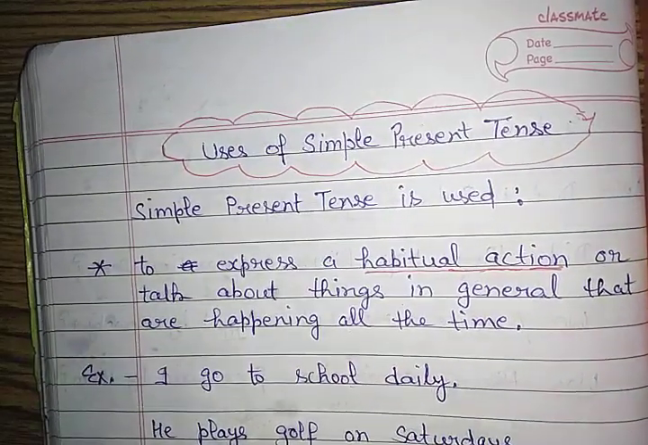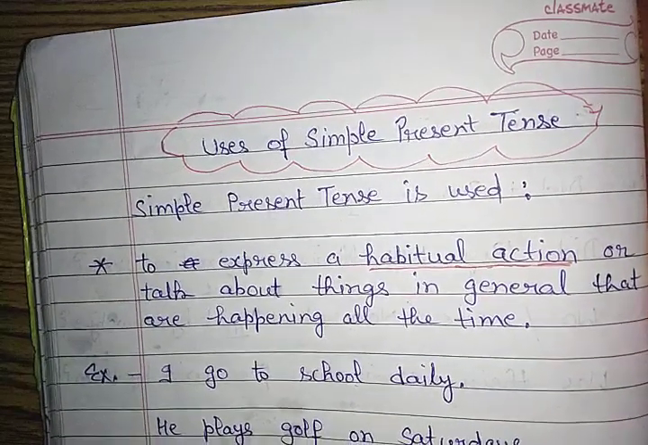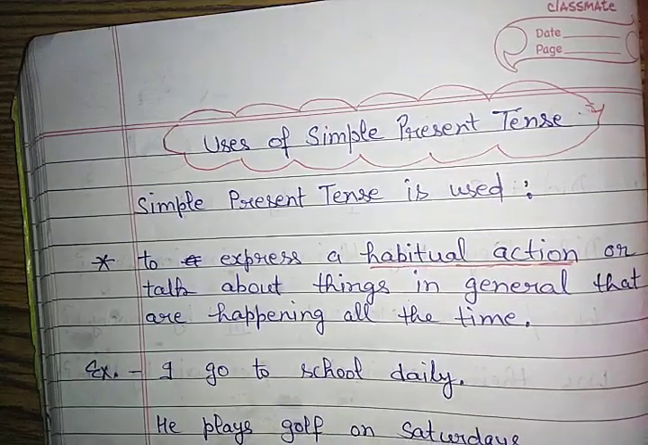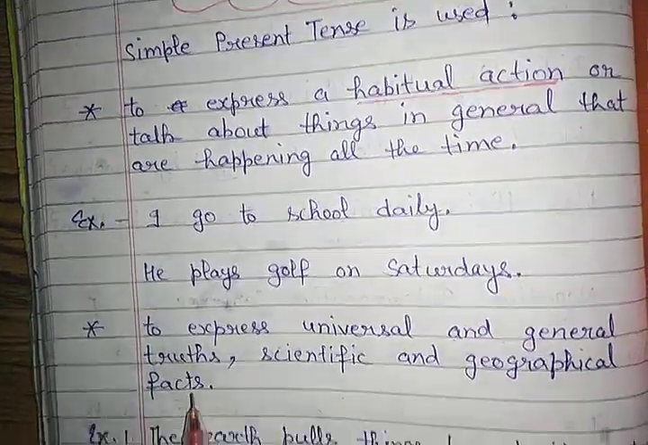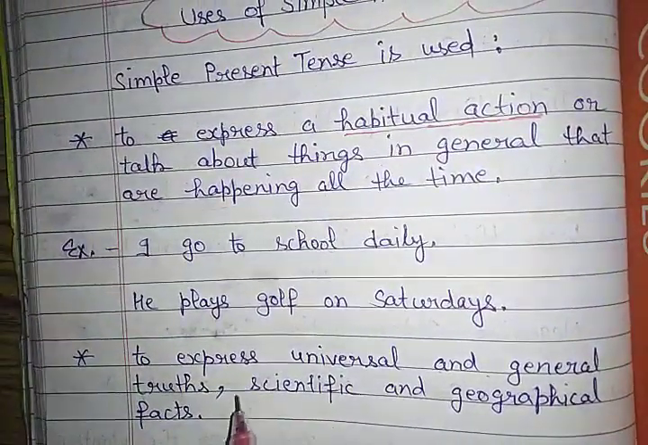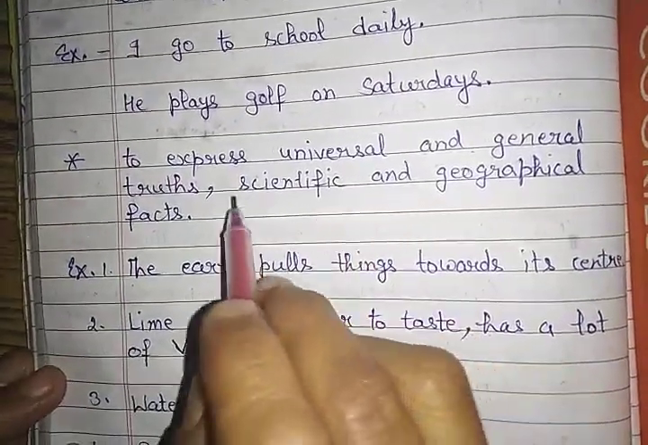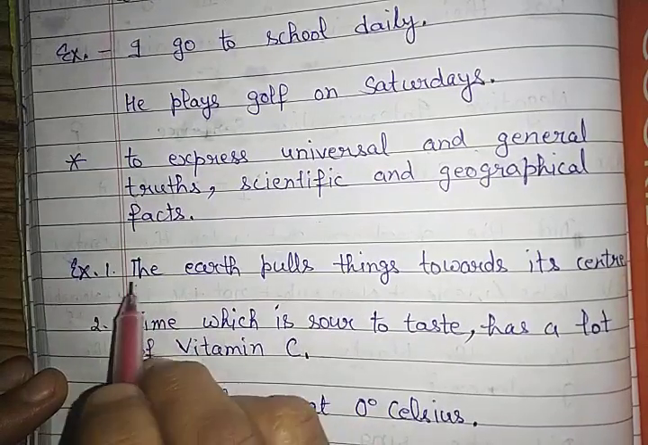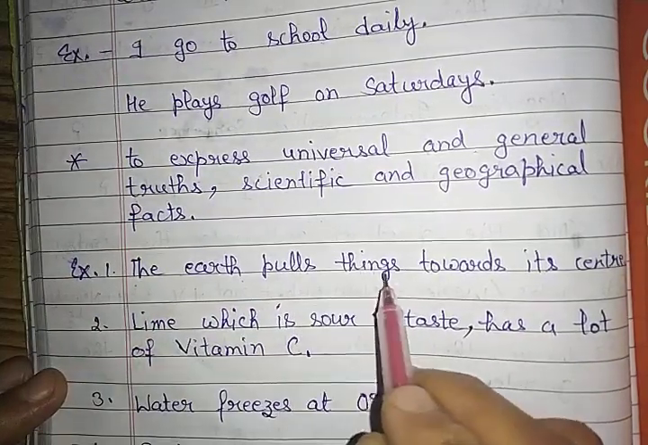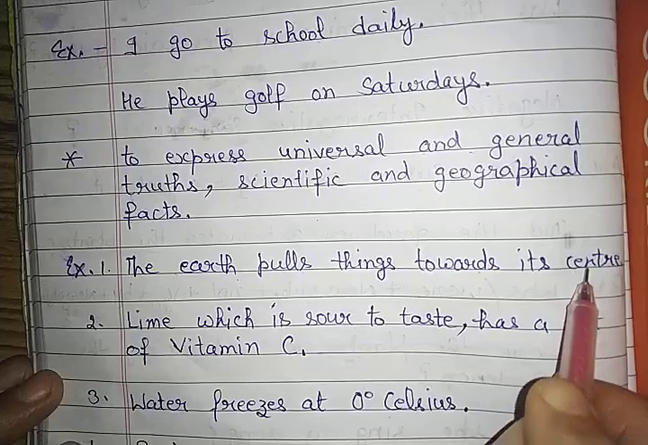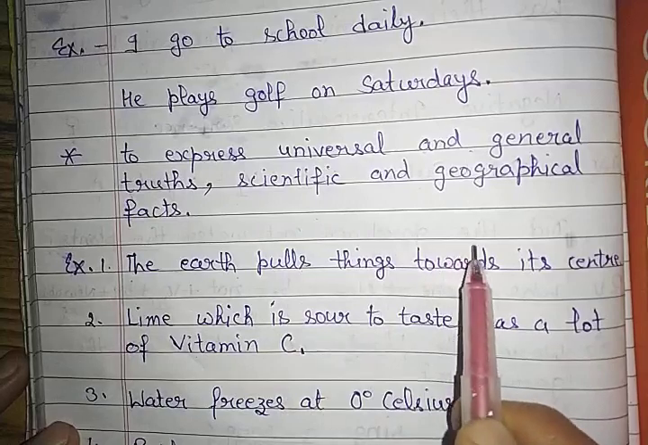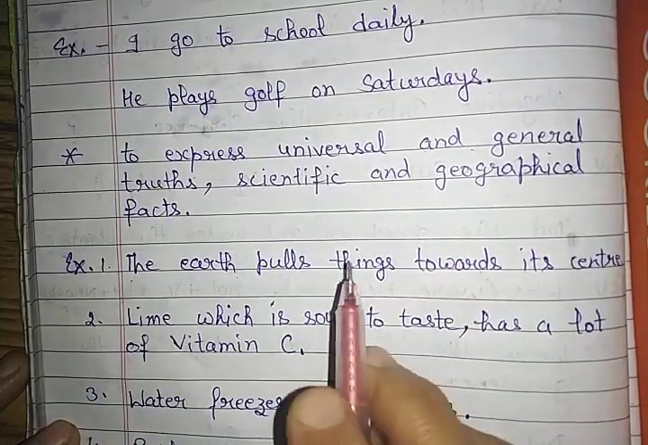The next use is to express universal and general truths, scientific and geographical facts. We use simple present tense for these. All these facts we will clear with these examples. The first one is: the earth pulls things towards its center. This continues every time, so there is simple present tense.